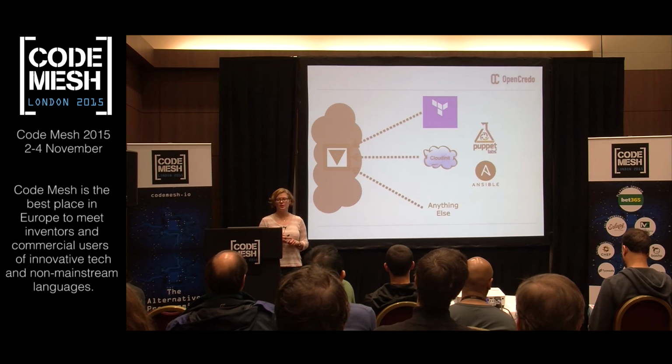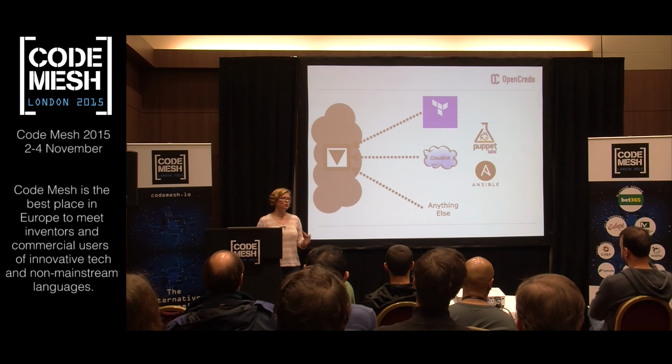Chef, you have encrypted databags. But if you were to use that, you'd have to be duplicating your secrets in a lot of different places. And it's harder to change in the event of a compromise. And this very much helped us when we had to swap from Ansible to Puppet.